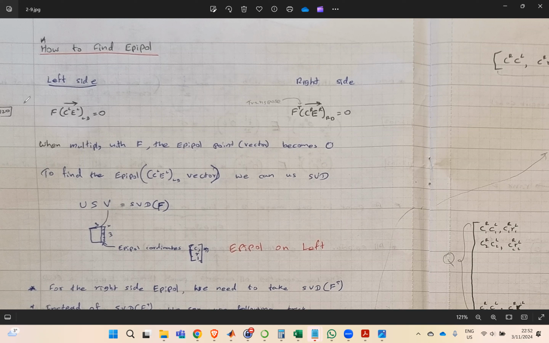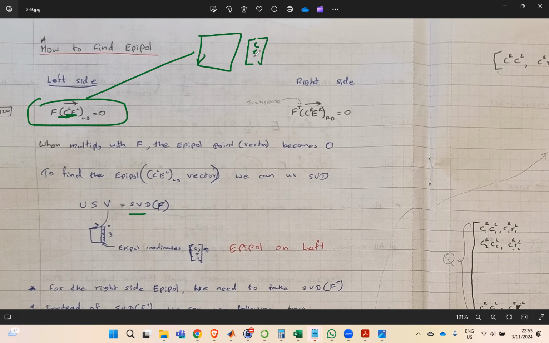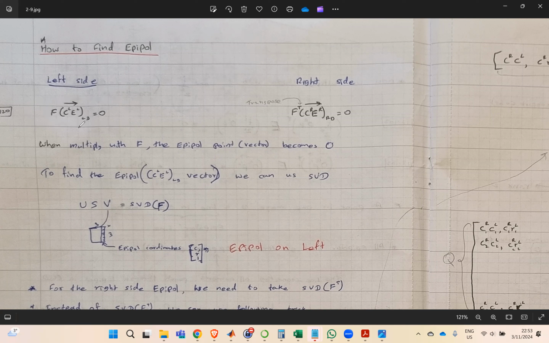Okay. And now, how to find the epipole? If we get this F, we can use SVD and the last column of V. F is a big 3 by 3 matrix, and e is a vector. It has column, row, and one coordinates, and equals 0. We can use SVD to solve this and get the V. Okay, this is how we find the epipole. If we know F, we can find the epipole with this SVD.